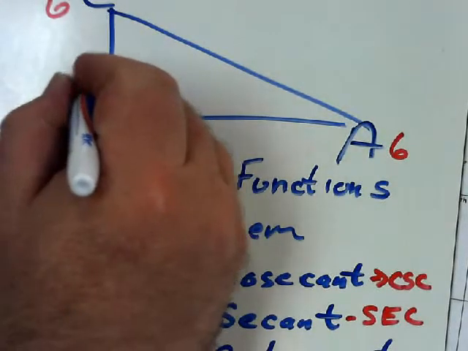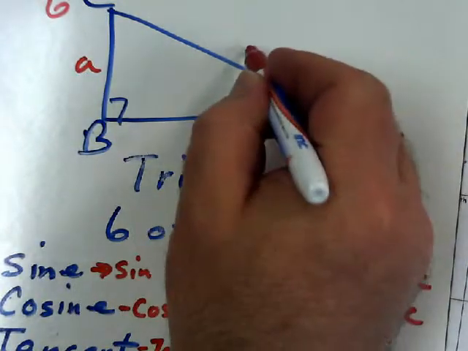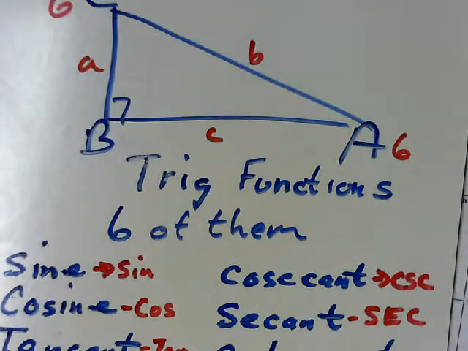This side is an A, this side is a C, this side is a B. Why do I label them A, C, B as little? Because generally we label sides little letters.